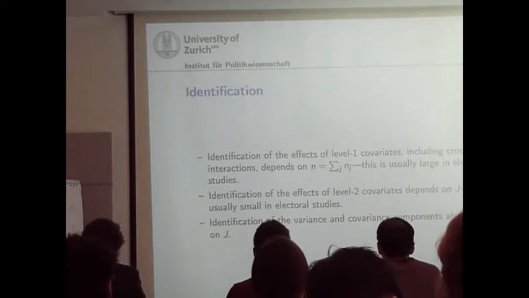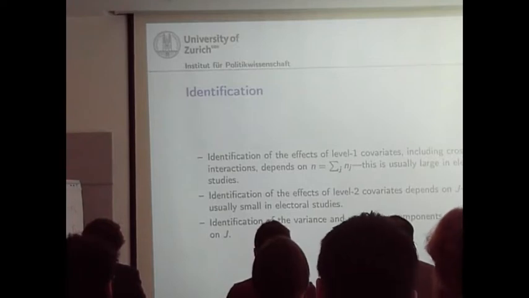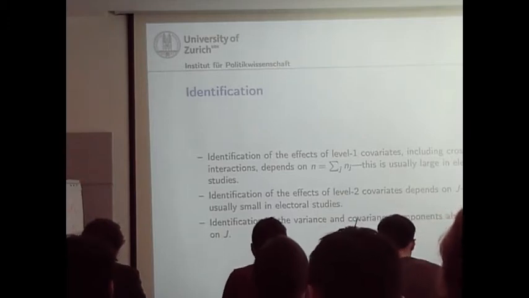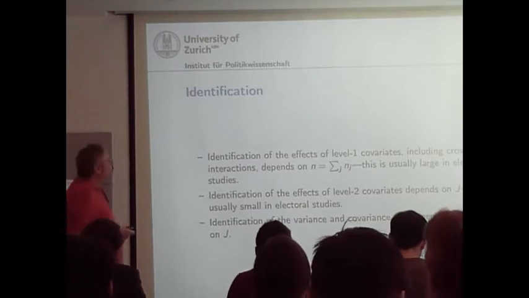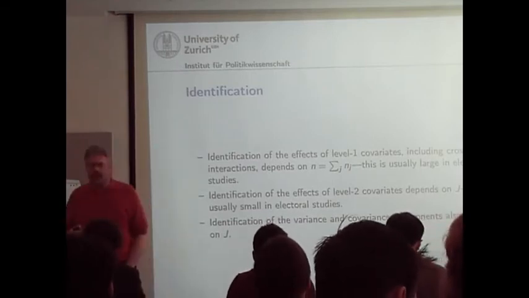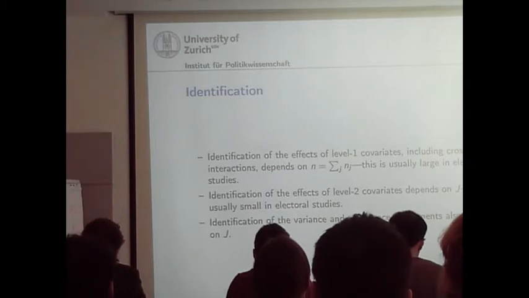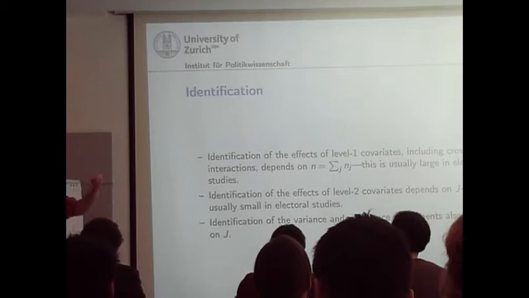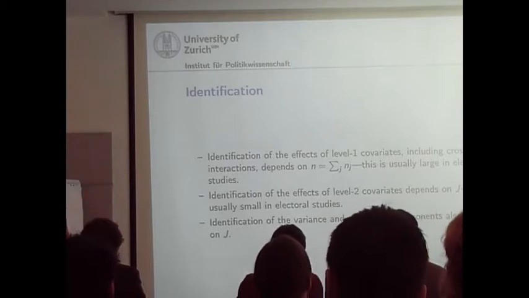Here's sort of an example, not quite there. Here's what is required for the identification. Identification of the effects of the level 1 covariance, including the cross-level interactions, is fundamentally a function of the number of level 1 units. Usually we don't have a shortage of those. Mind you, it's not a function of the number of level 1 units in a particular cluster. It's every one over all clusters.